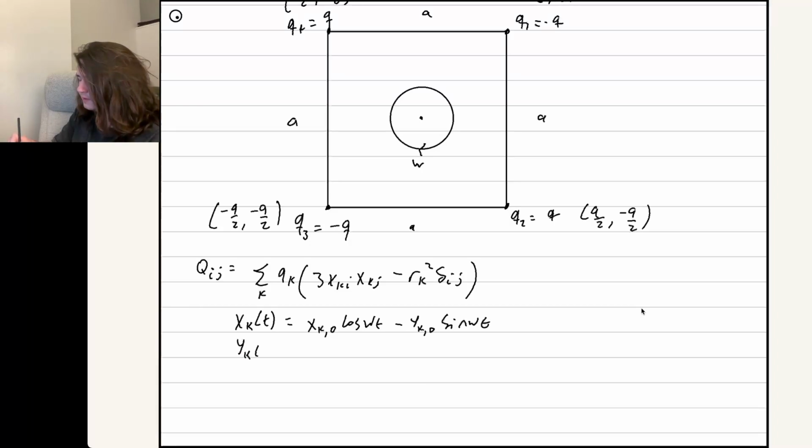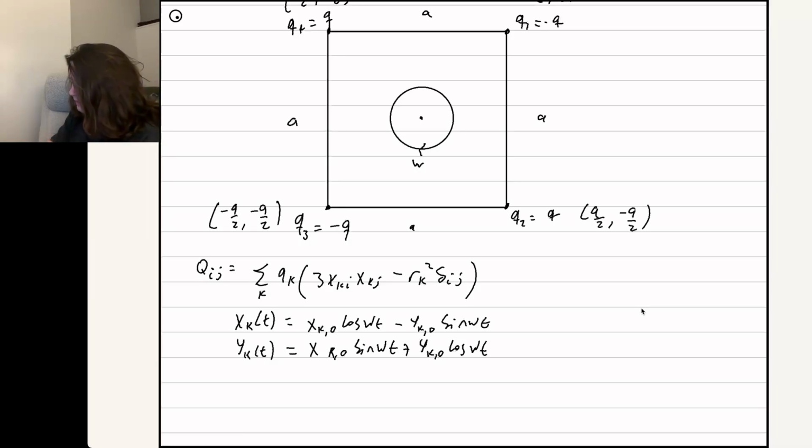And then yk of t will be xk of 0 times sine omega t, plus yk of 0 times cosine omega t.